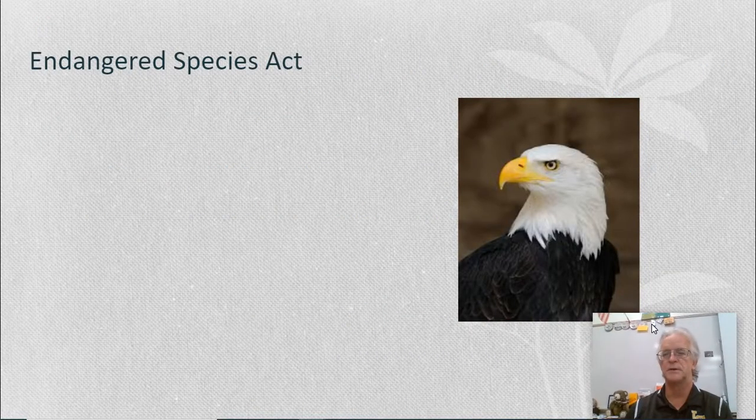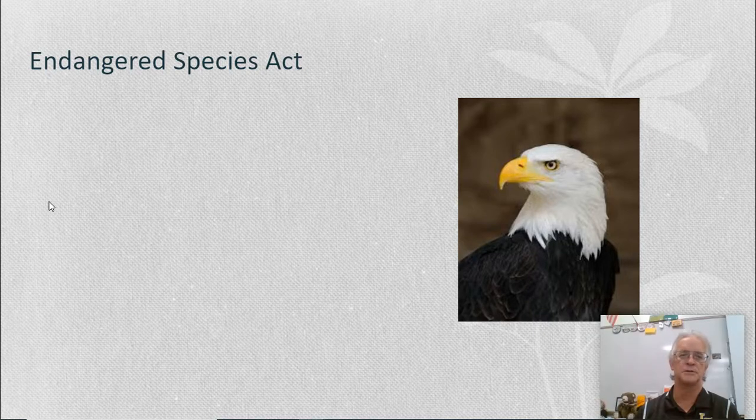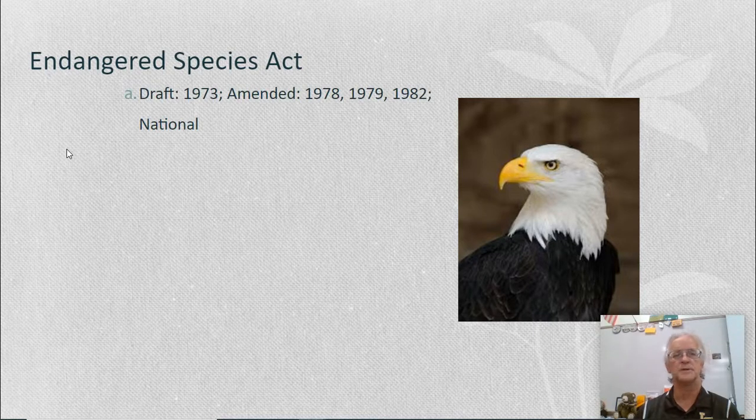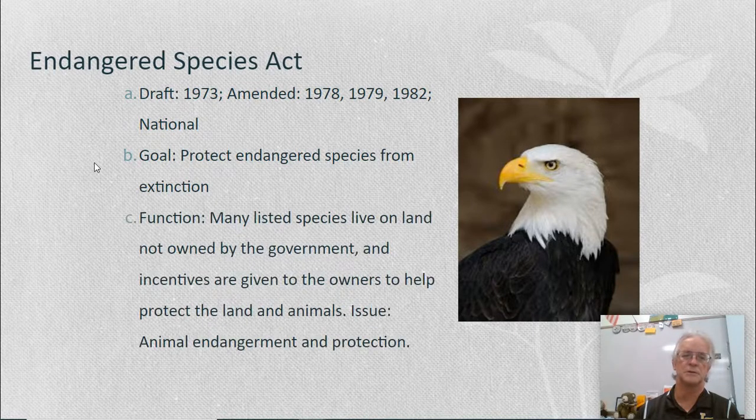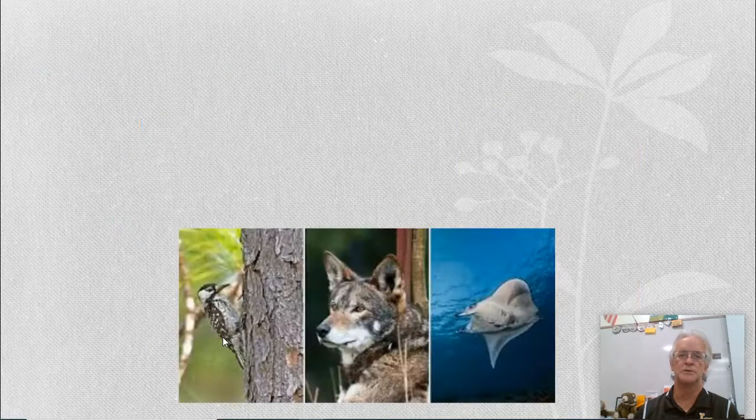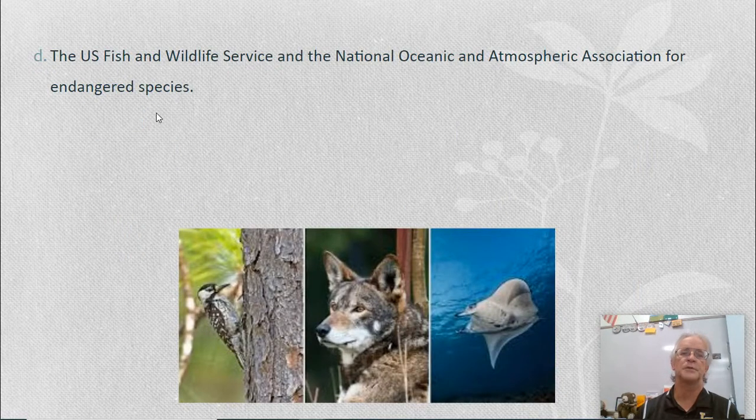In the United States, we have the Endangered Species Act, like was talked about in CITES. This was drafted in 1974, amended in 78, 79, and 82. It's a national one, because it's an act. Its goal is to protect endangered species from extinction. Its function is that because these species are listed, many of them live on land not owned by the government. Incentives are given to the owners to help protect the land and animals. The issue is in animal endangerment and therefore their protection. The U.S. Fish and Wildlife Service and the National Oceanic and Atmospheric Association for Endangered Species are in charge.